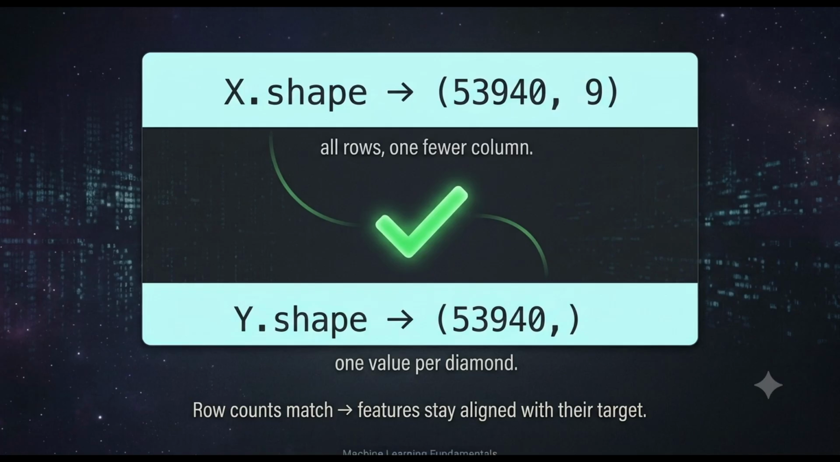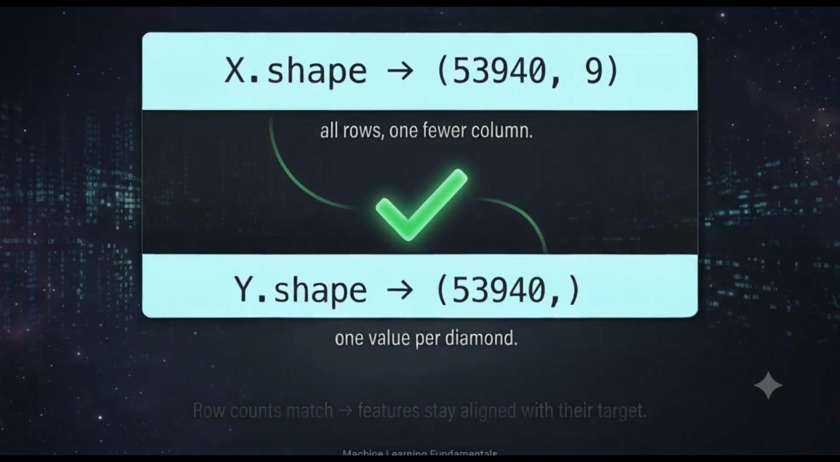By the way, there are two common styles to build X. You can drop the target column, or you can explicitly list the feature columns you want to keep. Both get you to the same place. Dropping is faster to type, listing is more explicit about your intent. Use whichever makes your notebook easier to read.